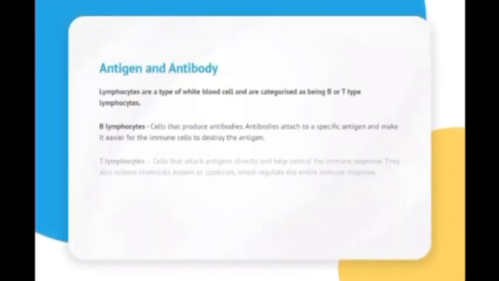Lymphocytes are a type of white blood cell and are categorized as being B or T-type lymphocytes. B lymphocytes: cells that produce antibodies. Antibodies attach to a specific antigen and make it easier for the immune cells to destroy the antigen. T lymphocytes: cells that attack antigens directly and help control the immune response. They also release chemicals, known as cytokines, which regulate the entire immune response.